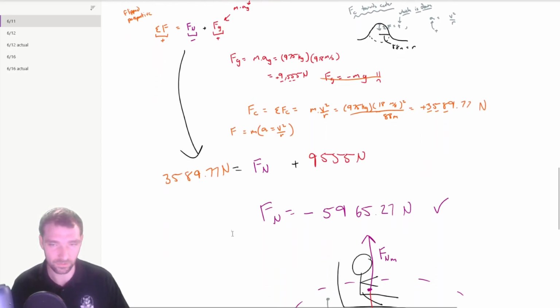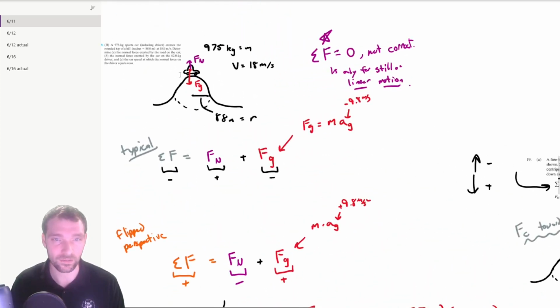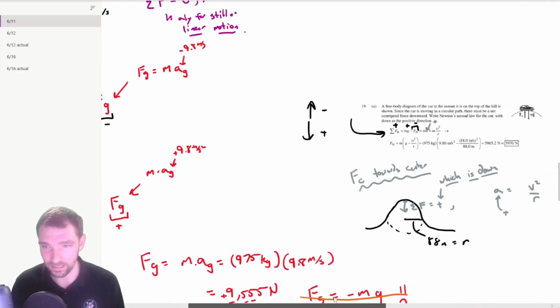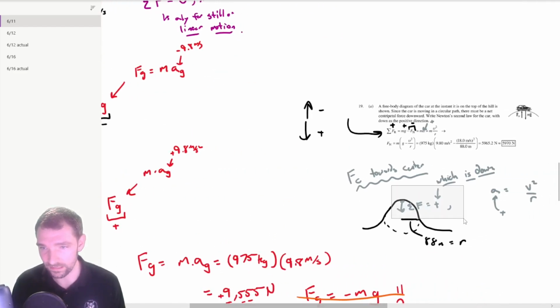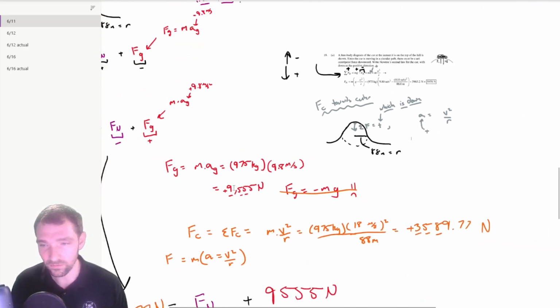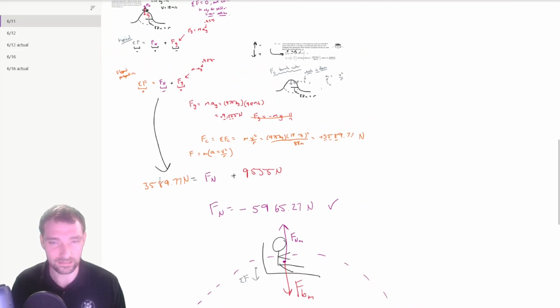Or you can work with this being positive, and now this should be a negative value. The force normal should be in the opposite direction than the force of gravity, and the sum of forces is pointing down as well. So we want to be keeping that in mind. So you can see that I've written in the sum of forces is down, which is positive here.